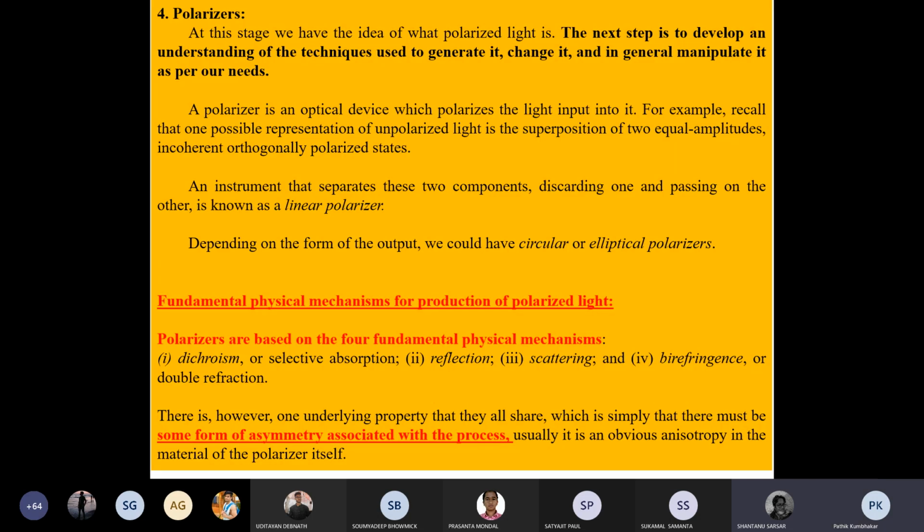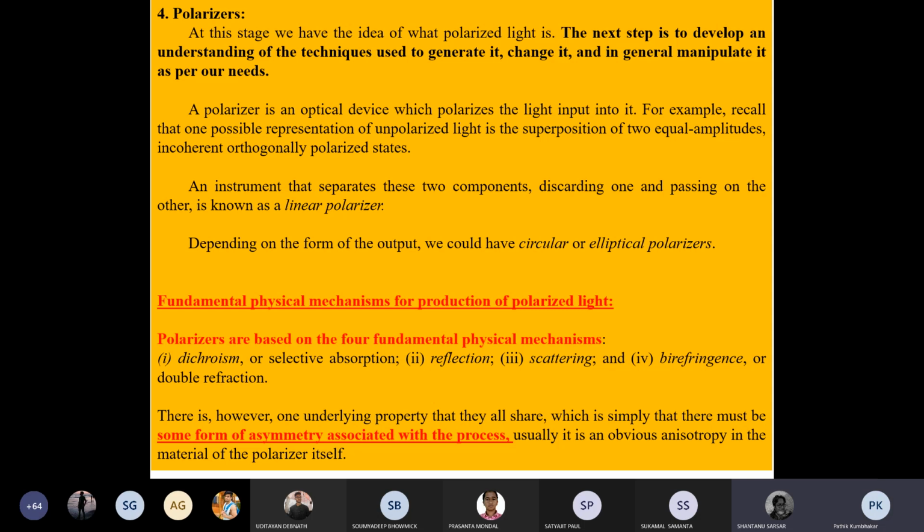Now let us try to understand how to engineer such polarized light, how to produce it, and what the techniques are. At this stage we have the idea of what polarized light is. The next step is to develop an understanding of the technique used to generate it, change it, and in general manipulate it: how to produce polarized light, how to change its polarization, and how such manipulations of polarization are possible. That we will be discussing now.